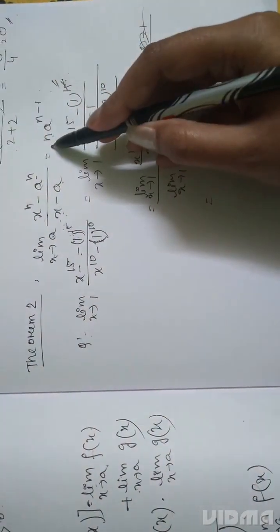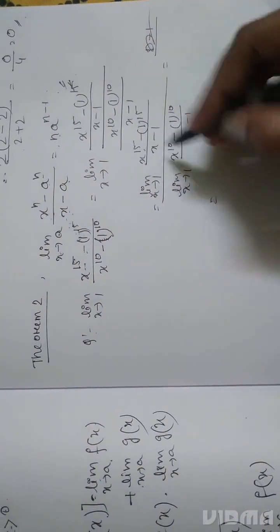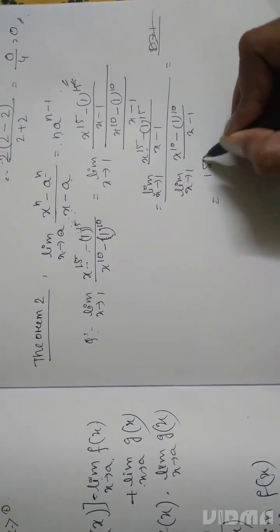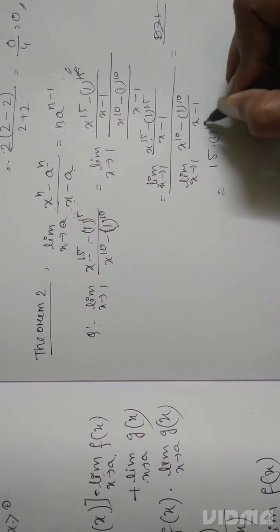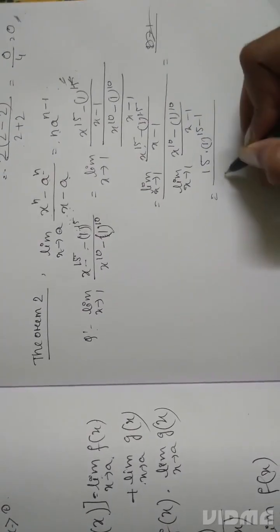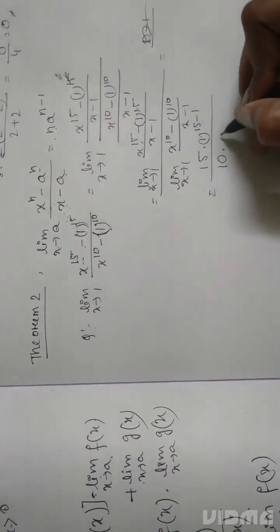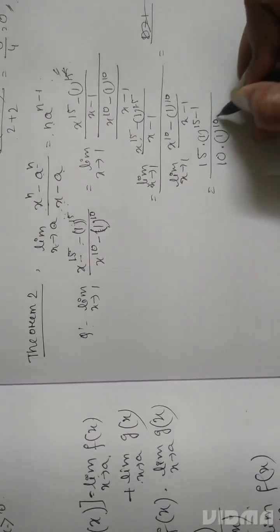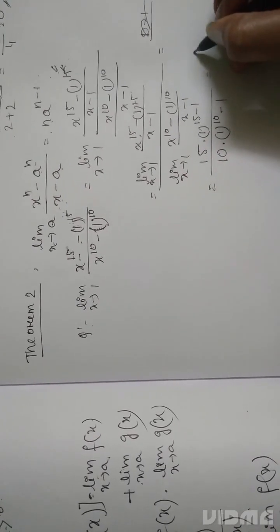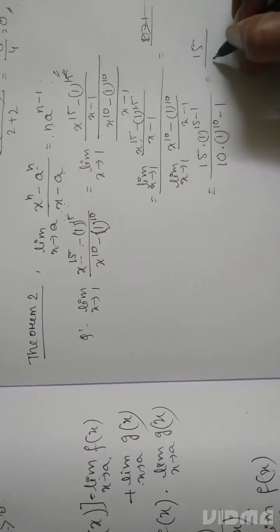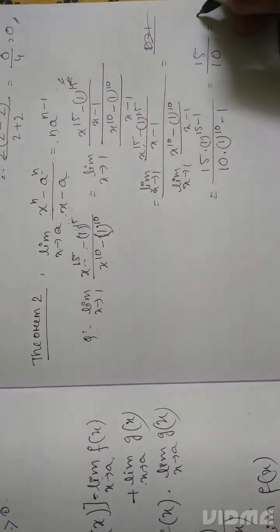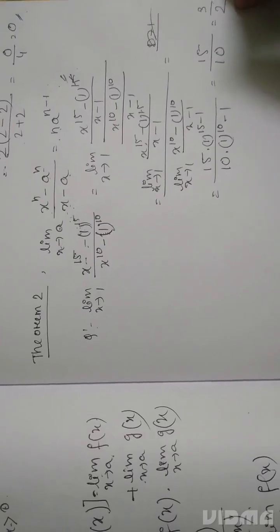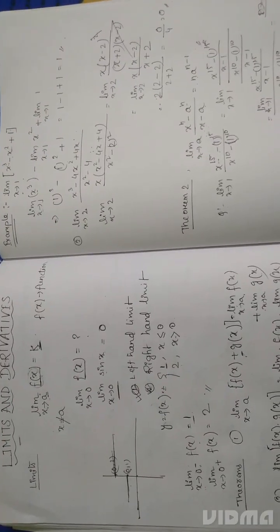What is the formula? n into a power n minus 1. Here n is 15 into a power, a is 1, a power n minus 1. Similarly on the denominator, it will be 10 into 1 to the power of 10 minus 1. So its answer will be 15 by 10, 3 by 2.